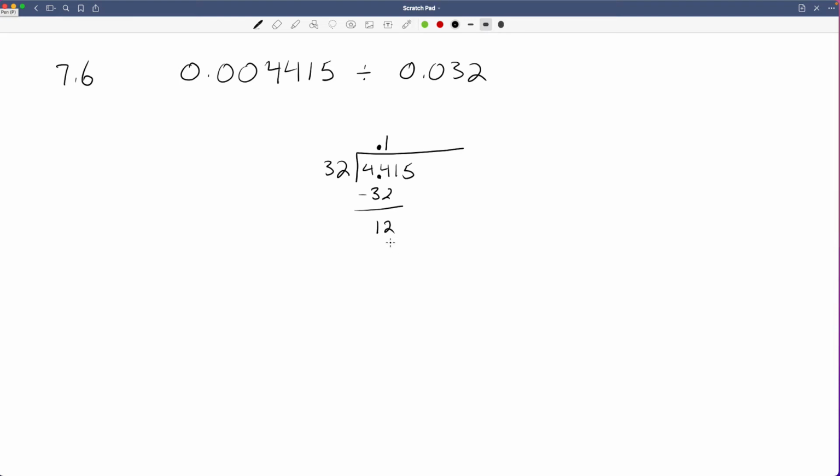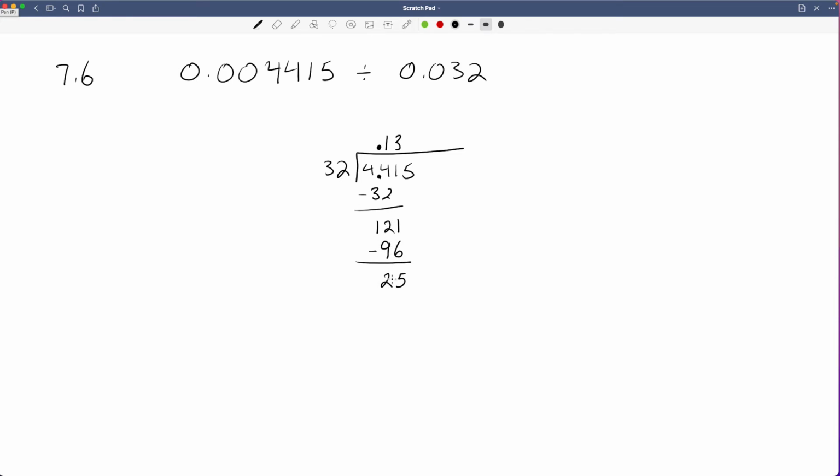I have 12 left. All right, I can't get a set of 32 out of 12, so I'm going to bring down the 1. And I am going to do the math and realize that I can get 3 sets of 32 out of 121. So 3 times 2 is 6. 3 times 3 is 9. And I'm going to subtract, see what I have left. And I have a 511 minus 6 is 5. And 11 minus 9 is 2, because I had to borrow. So that gives me 25.